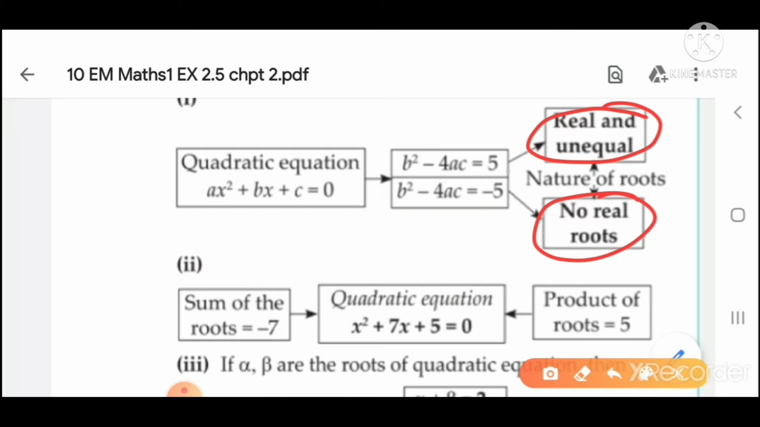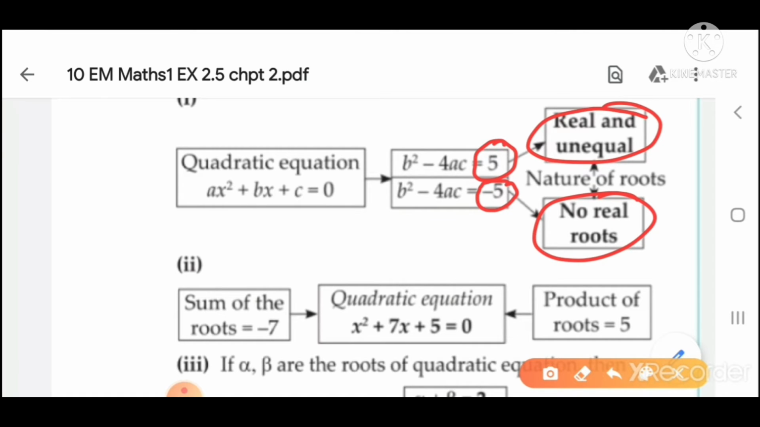See, the 5 which you got here in the first case is a positive 5, yes. So that means if it is a plus 5, then you can say real and unequal. We have already studied these things, right? Remember the nature of roots is divided into 3 parts. See that lecture once again and just revise it. Then you will know that a positive number always gives real roots, but they are unequal, real and unequal. And the second number here, see, is -5. So it is not real. So no real roots. You will fill these two boxes with this.